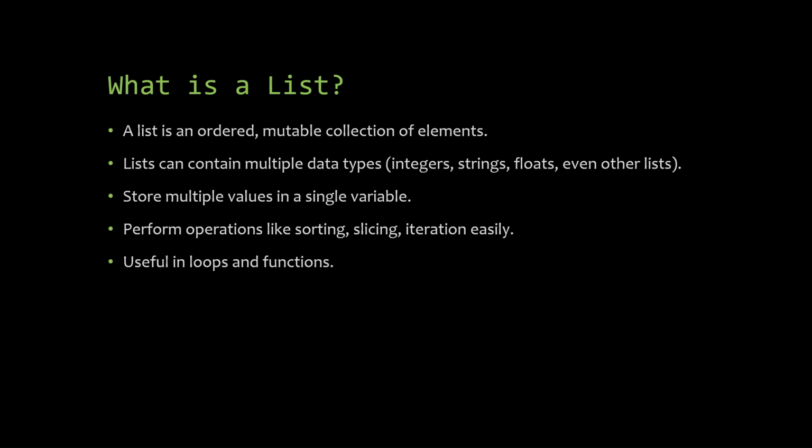We can have integers, strings, floats. We could put bools in there. We could put integers, strings, floats in the same list. So Python's very powerful that way. A lot of languages can't support multiple data types inside of a list.